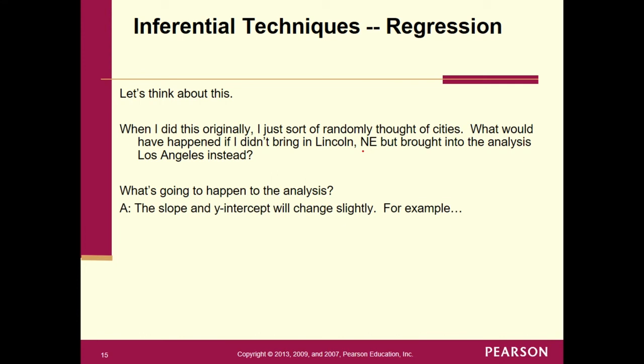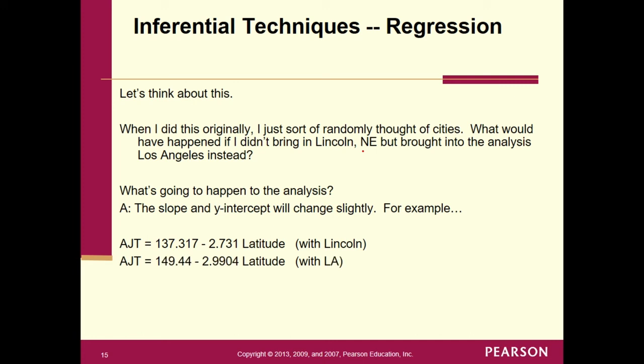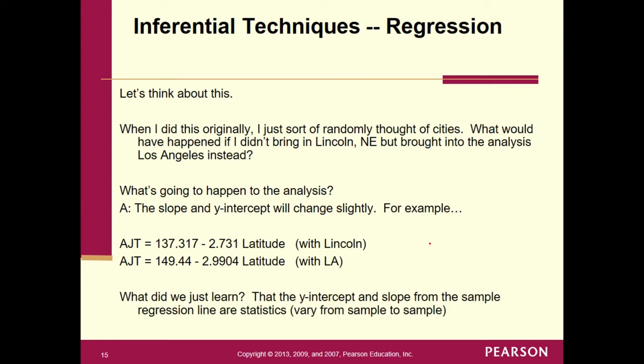So what's going to happen is that the slope and the y-intercept will change slightly, right? For example, this was what we got with the original analysis for the sample regression line, and this is with LA. So notice things changed a little bit. The y-intercept certainly changed, by 12 units. And then the slope changed just a little bit, but it certainly would change. All right, and so what did we just learn? We just learned that the y-intercept and the slope from the sample regression line are statistics, and they vary from, you guessed it, sample to sample, just like every other statistic.